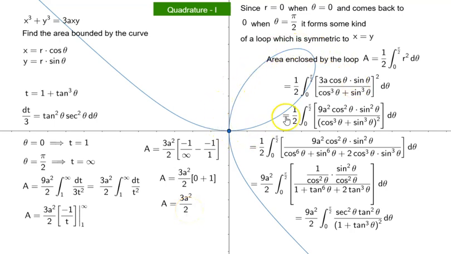That means the area enclosed by this loop entirely depends on a.